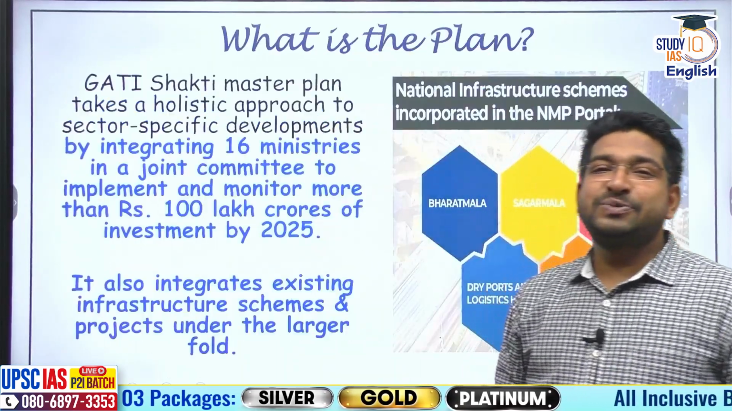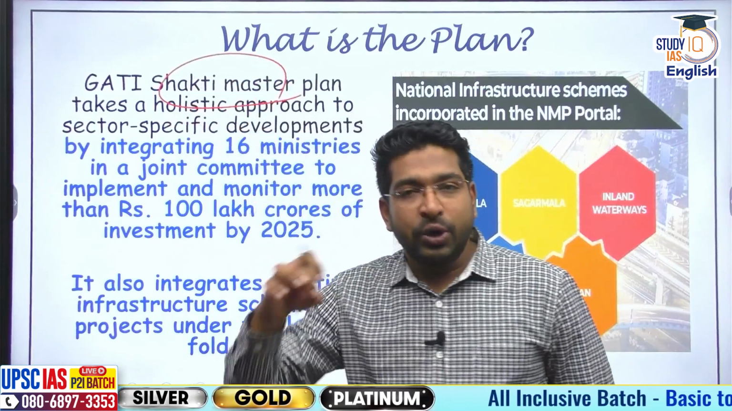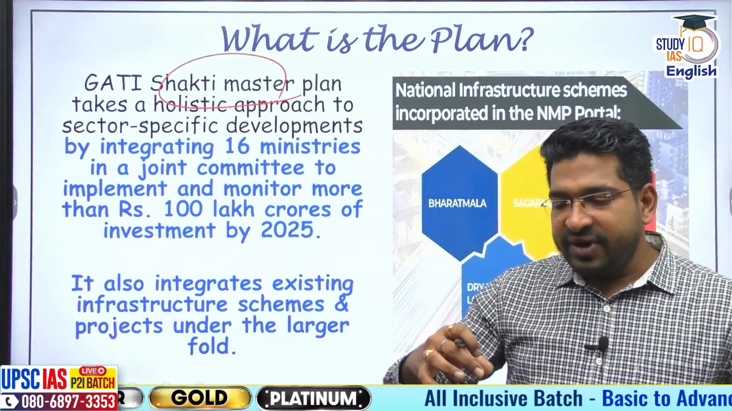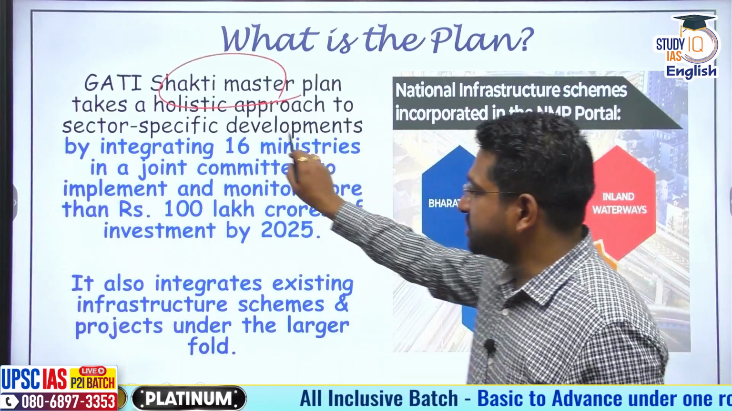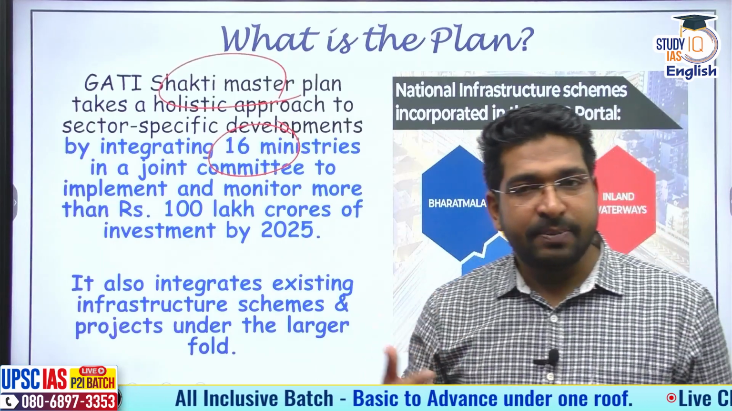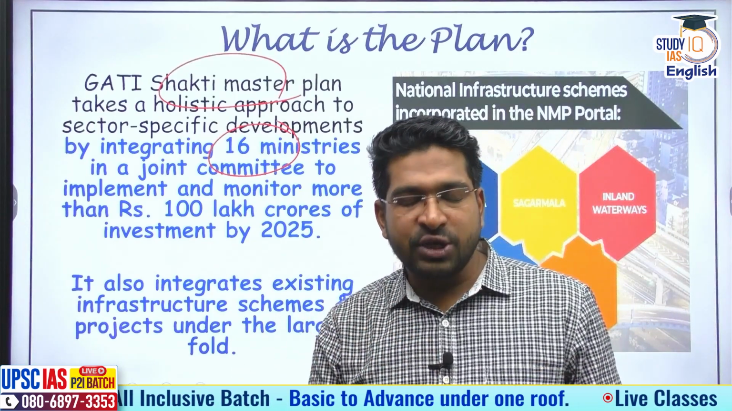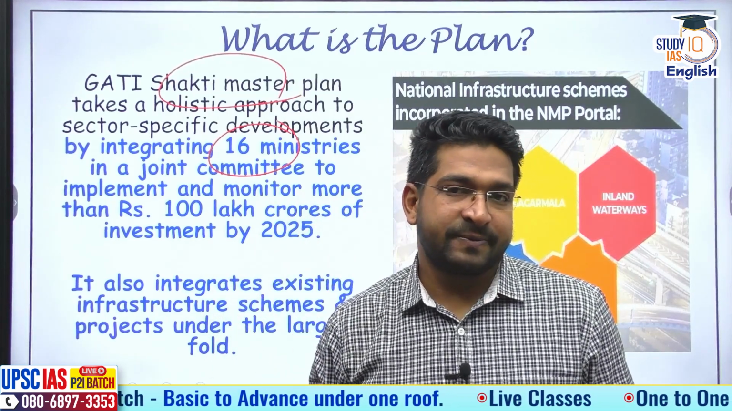Now comes the question, what is this PM Gati Shakti plan? It is a master plan. It is a holistic approach where we have brought multiple ministries together. Initially in 2021, 16 ministries came together. Today there are more than 20 ministries involved. Multiple departments are involved to bring coordination and convergence for achieving infrastructure based results.